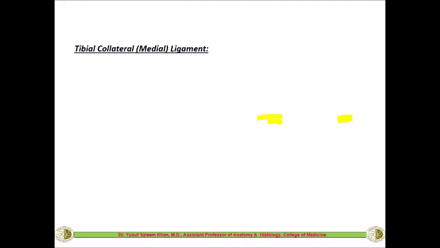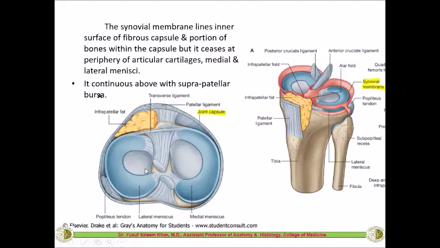Coming to the tibial collateral, here you can see this is the fibrous capsule covering the whole of the knee joint. In the front we have the patella ligament, and inside it will be lined by the synovial membrane except at the articular cartilage. So here till here it will come, and above this will be the articular cartilage itself. So it will not be on the articular cartilage.